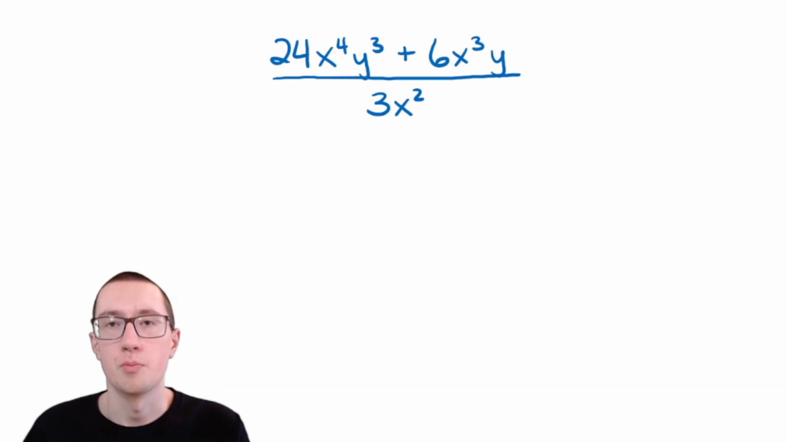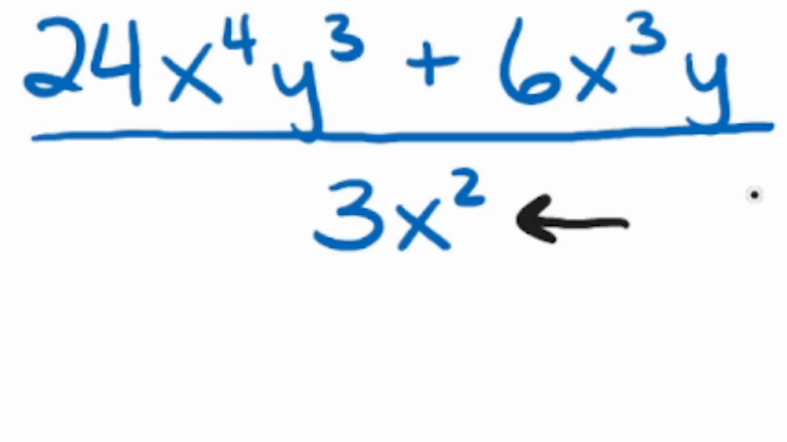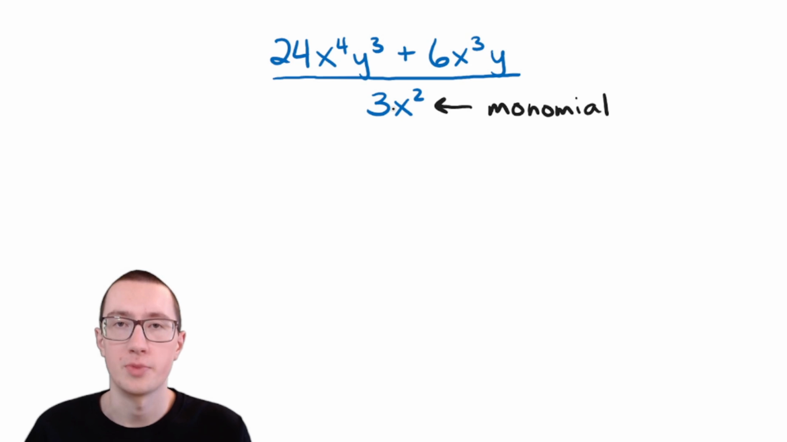Here's how to divide polynomials by monomials. What does this even mean? Well, a monomial, mono means one. So a monomial is basically just something like this, because there's only one term here. A term is basically just a clump of letters and numbers, like right here.